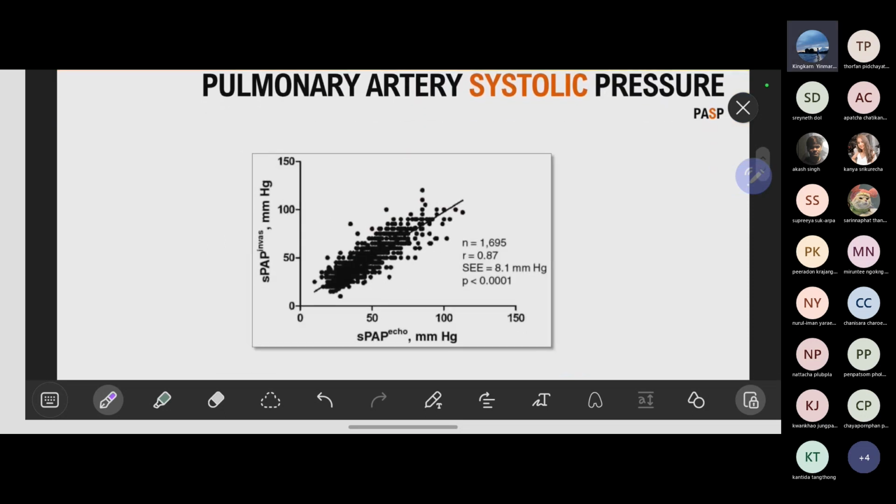And the Y-axis is PASP, which was assessed by right heart catheterization, and the X-axis is PASP, which was assessed by echocardiography, and this study shows this method. I mean PASP by echo is highly accurate compared with invasive measurement.